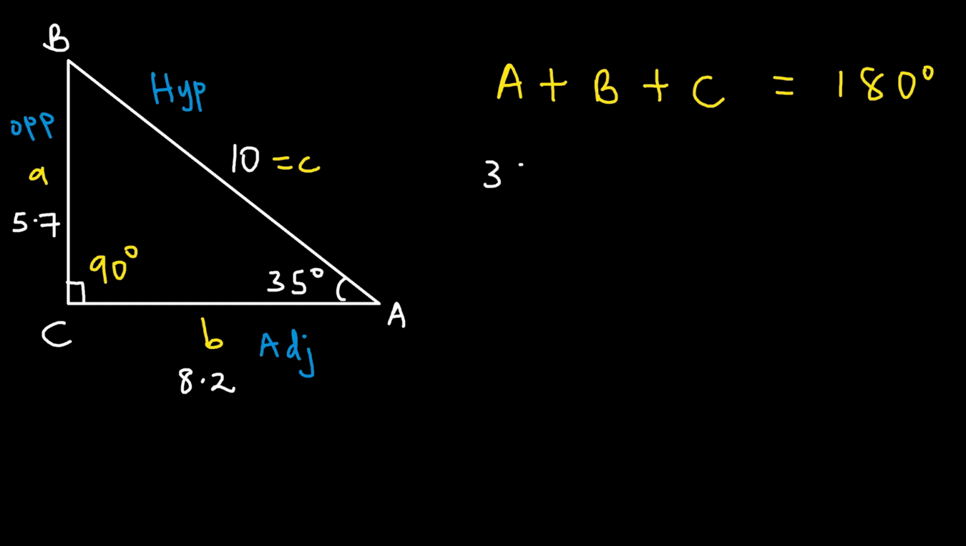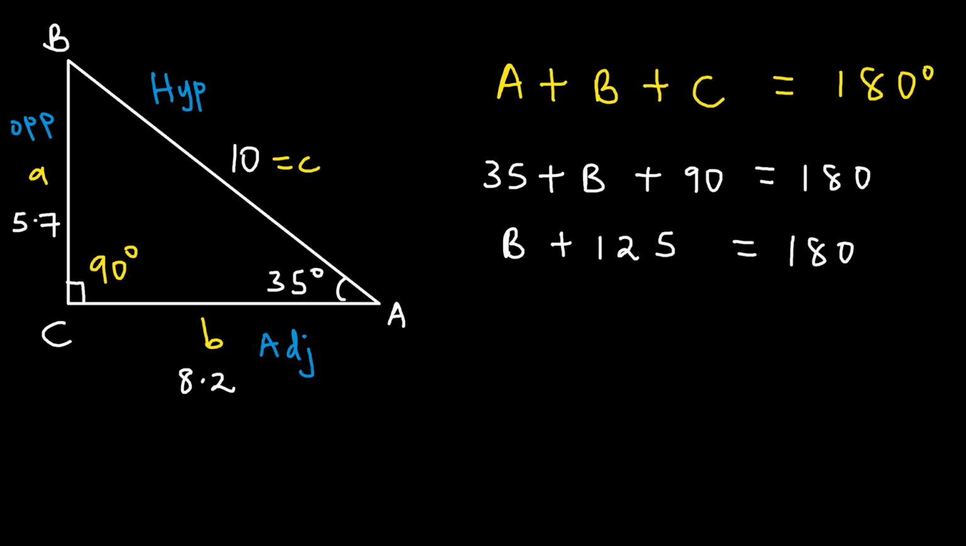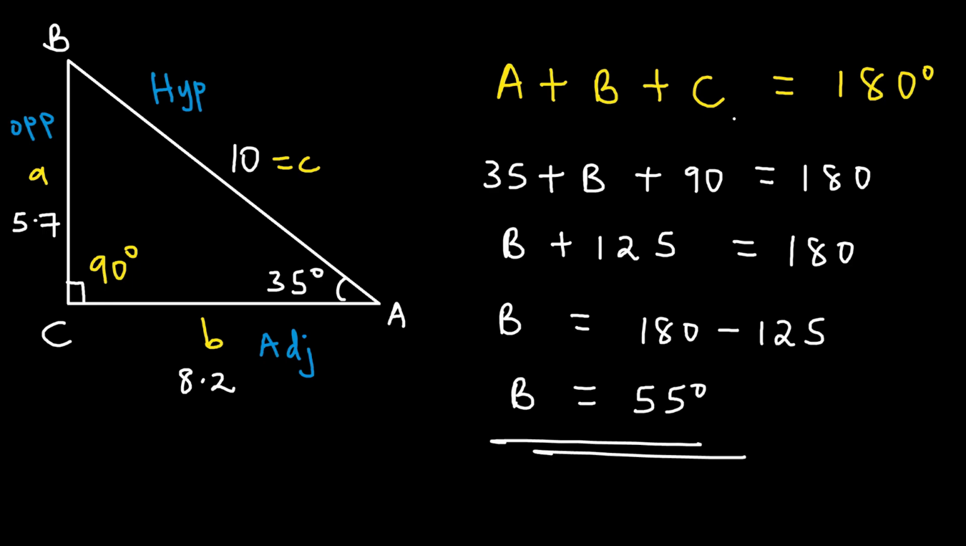So we shall have 35 plus b, which we are looking for, plus c, which is 90, and this should be equal to 180. So this will be b plus 35 plus 90 is 125, equaling to 180. And therefore b will be equal to 180 minus 125. So b will be equal to 55 degrees. Therefore this is 55 degrees.